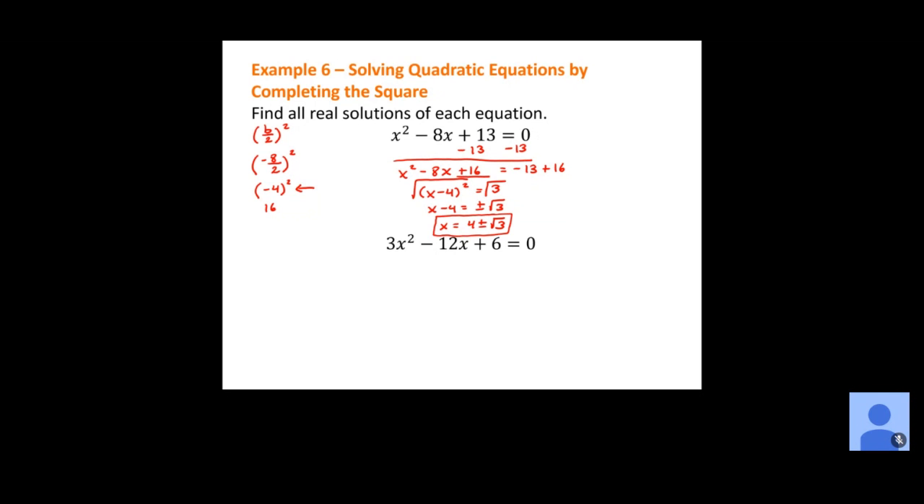Now, the reason completing the square is useful, right, is if you look back at the original equation, 13, the only factors of that are 13 and 1. That's never going to give us an 8x in the middle, so there's no way to factor this problem. So we need another way to solve it, and completing the square is one of those ways that we can actually solve this for x now. Any questions on any of the steps for that first one?